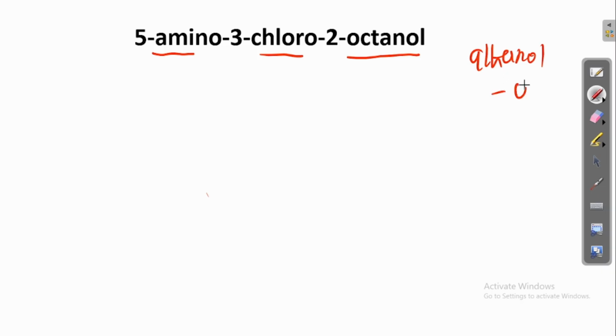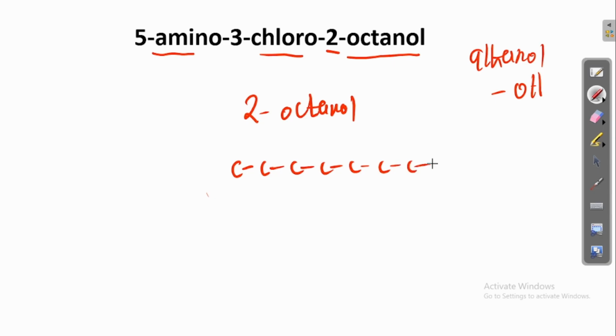It has a functional group of OH, right? So what does this 2 tell you? When we talk about 2-octanol, it means 8 carbon atoms: 1, 2, 3, 4, 5, 6, 7, 8. But the OH is on carbon number 2. You can start your numbering any way. So I can start my numbering from here: 1, 2, 3, 4, 5, 6, 7, and 8. Now carbon number 2 has OH. There's OH here.